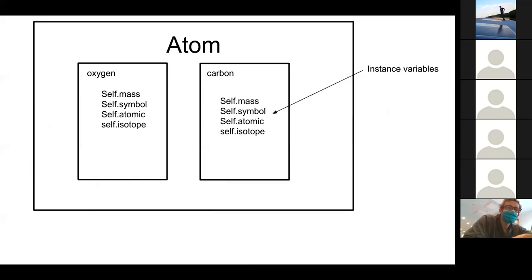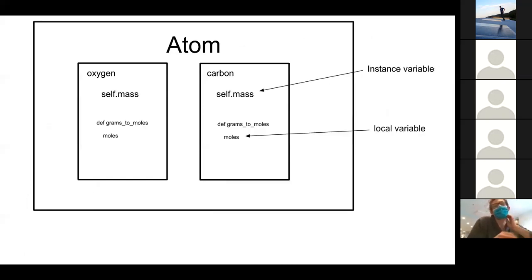Now, when we're talking about variables, we've seen lots of different types of variables, right? We've seen just regular variables. We've seen global variables that are available everywhere. And we've also seen local variables. Local variables are variables that are created inside of a function, and they only exist in the function. And so in the grams to moles, we created a variable called moles. That is not an instance variable. That's just a local variable.